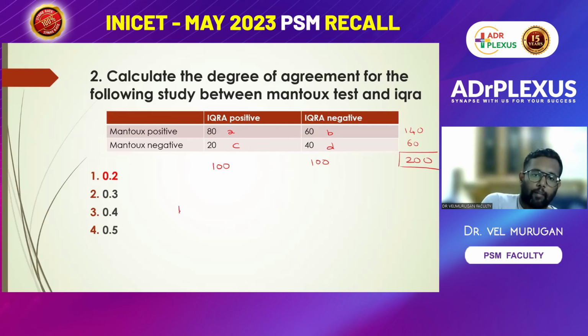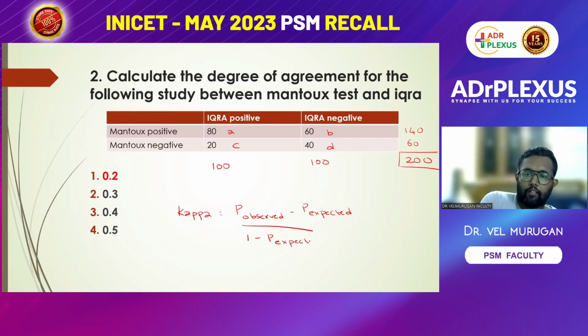So what is the formula for kappa statistic? Probability of observed minus probability of expected, divided by 1 minus probability of expected. You can see the probability of observed. See here, 80 times they are agreeing. Here, 40 times they are agreeing. That gives the probability of observed.